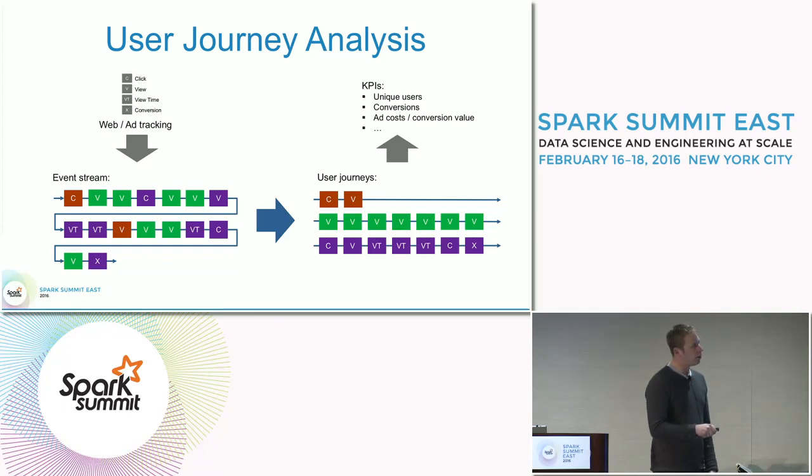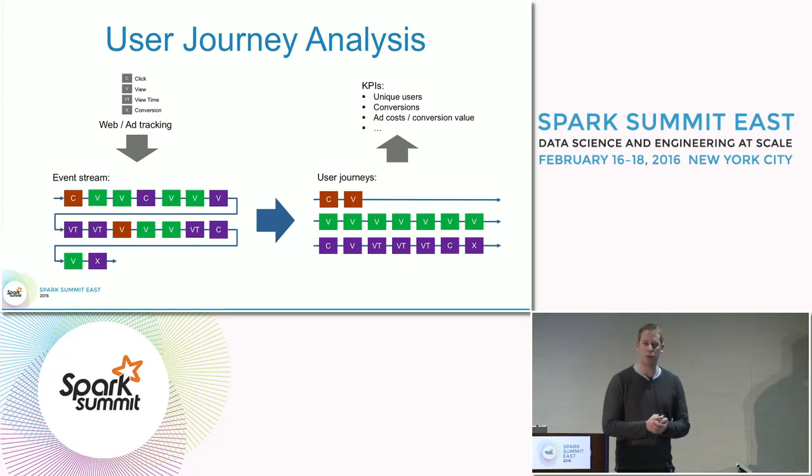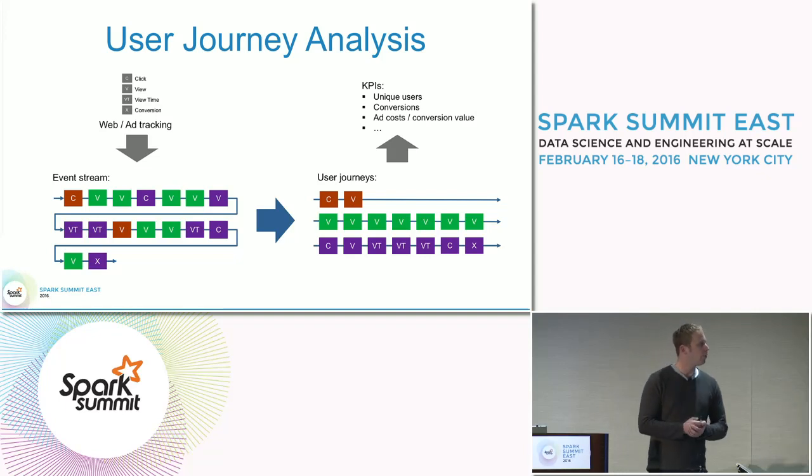In our case, this is mostly for calculating KPIs like unique users, meaning how many user journeys you have collected within a time frame, or conversions, how many conversion events per user were in a given time frame, or ad costs versus conversion rate in a given time frame. These are examples for KPIs. So this is inside the magic, but there should be a little bit more around this. I'll deep dive into this later.